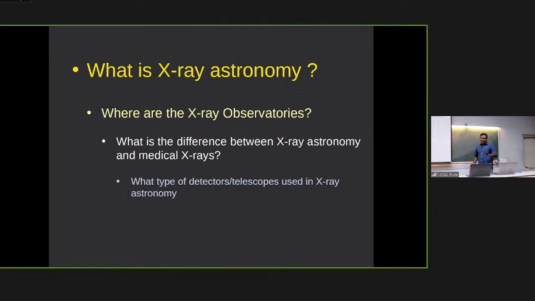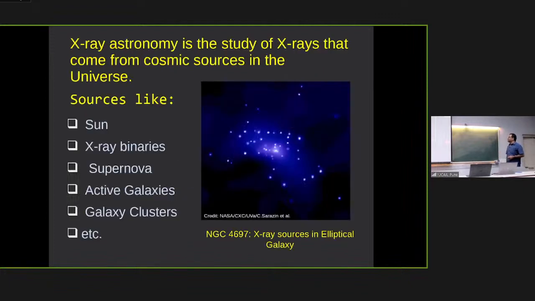Okay, so that's about how X-rays are produced, as well as how X-rays interact, particularly the low energy X-rays, with the material. So then the next question we are asked is, what is X-ray astronomy, and where are these X-ray observatories? Of course, when we talk about X-ray astronomy, we have to talk about observatories or telescopes. And what is the difference between X-ray astronomy and medical X-rays? For example, you may have seen X-ray images in a doctor's office. And what type of detectors and telescopes are used in X-ray astronomy? Some of these things, let's go through.